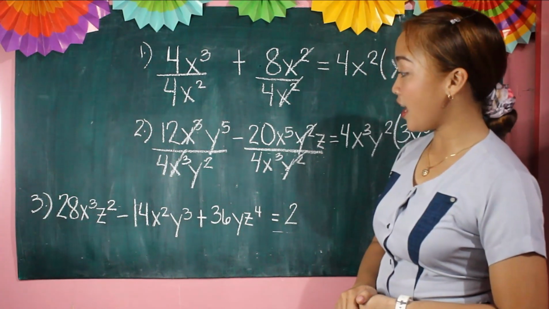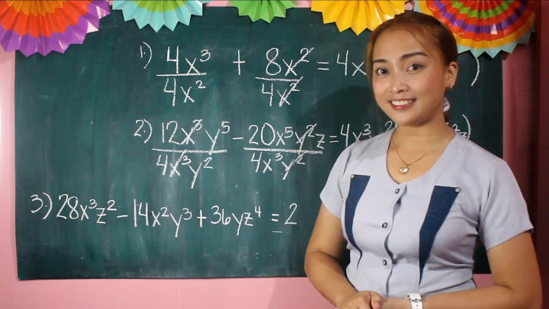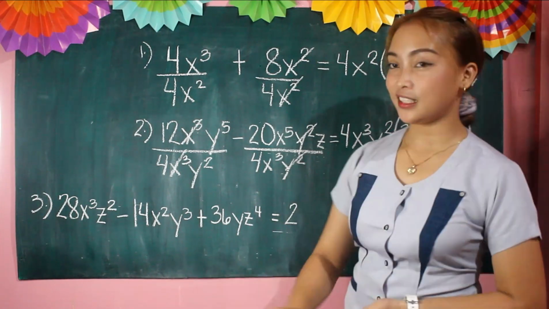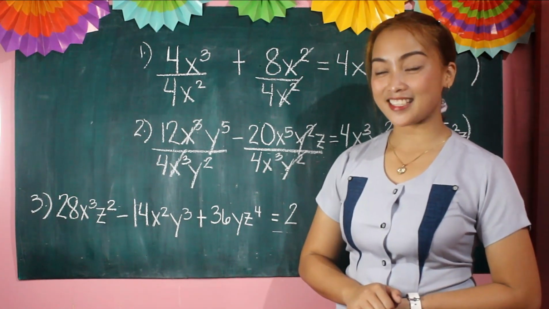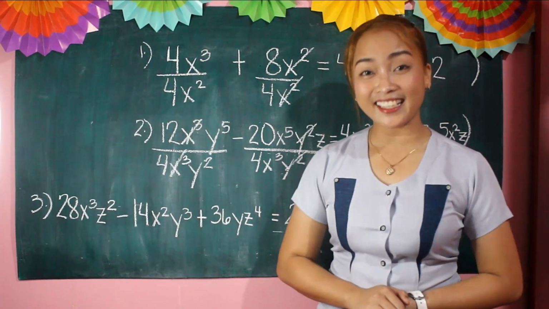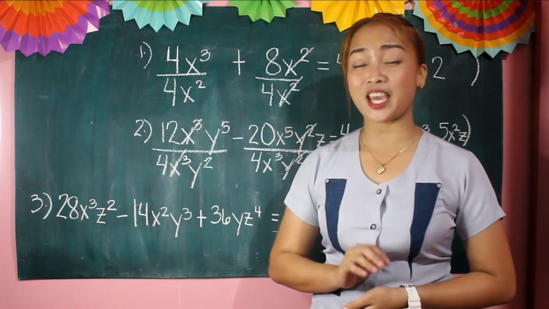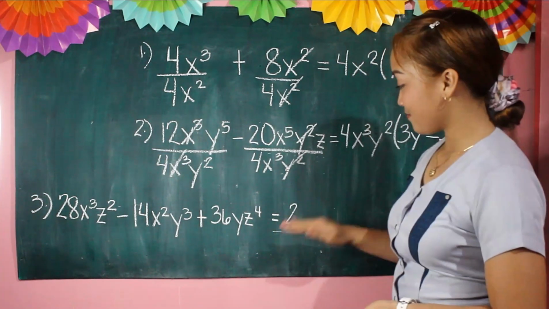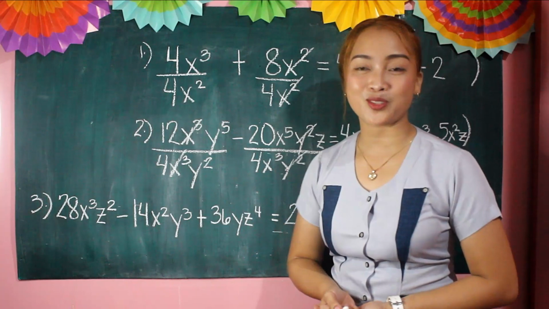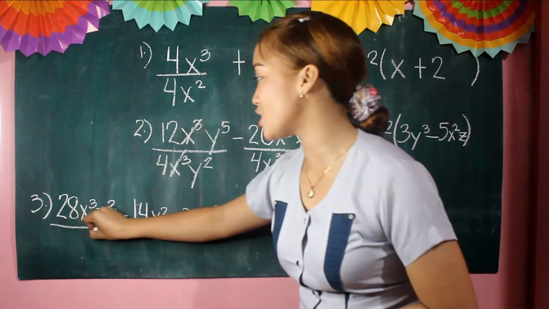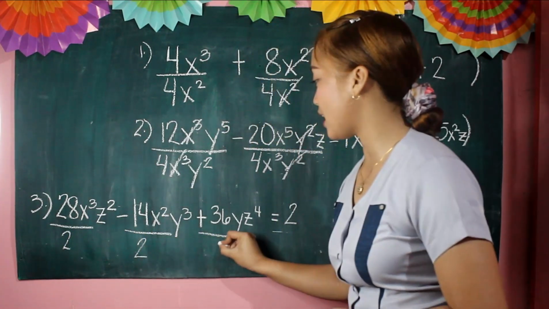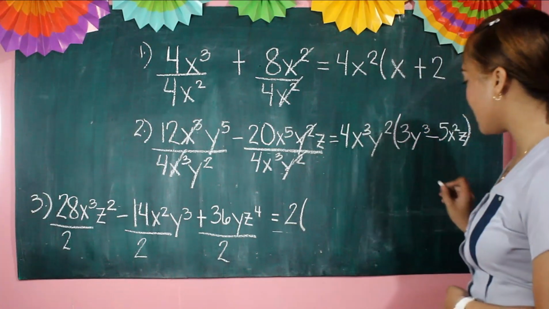Next one, y. May y ba lahat? Wala rin. Therefore, y is not a common variable. Next, z. May z ba lahat? Wala rin. So, therefore, our GCMF is 2. So, 2 lang kasi yun lang yung common sa tatlong terms. Now, let's divide 2 to each of the terms. Ayan. We have 2, 2, and 2. Then, let's put quantity here.